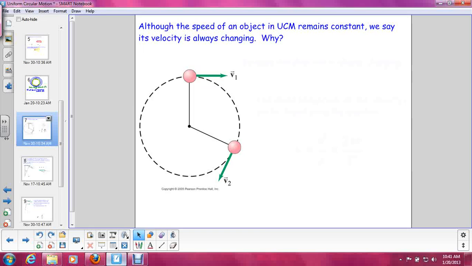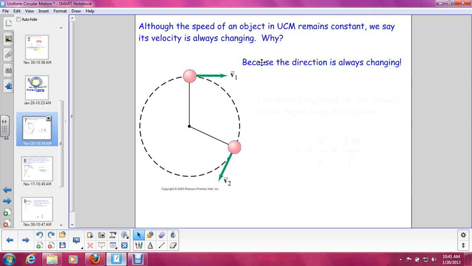So we already know that the speed of an object in uniform circular motion does not change, but its velocity does. How does that make sense? Well, speed and velocity are very, very similar, but remember, speed is a scalar quantity and velocity is a vector quantity. And vectors always have direction, and the direction in uniform circular motion is always changing.